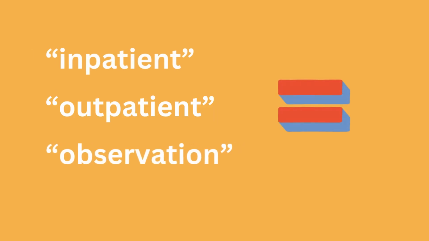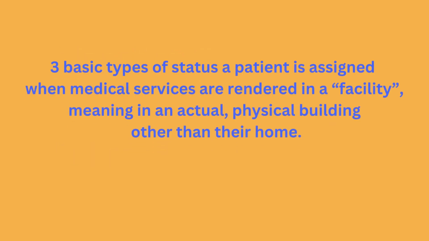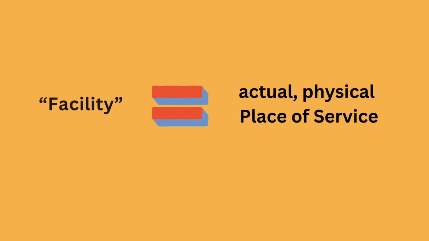So what are inpatient, outpatient, or observation statuses? Well, these are the three types of status a patient is assigned when medical services are rendered in a facility. A facility being an actual building other than your home.